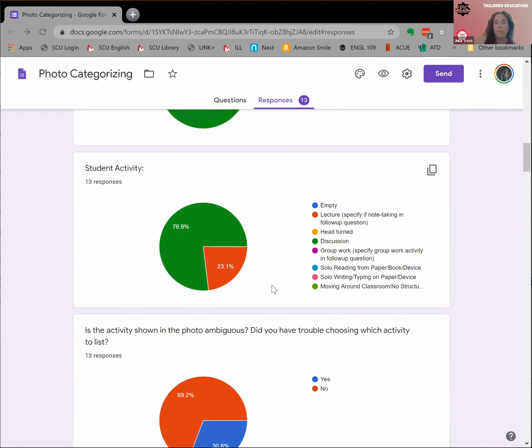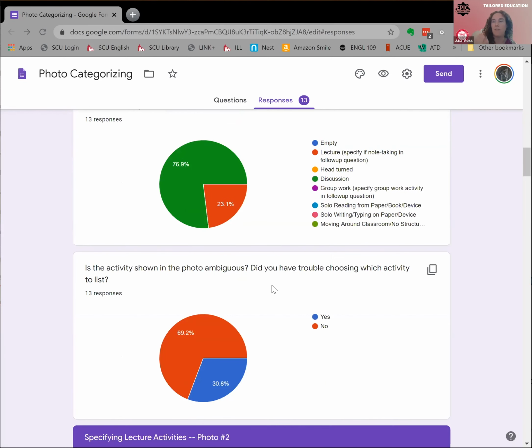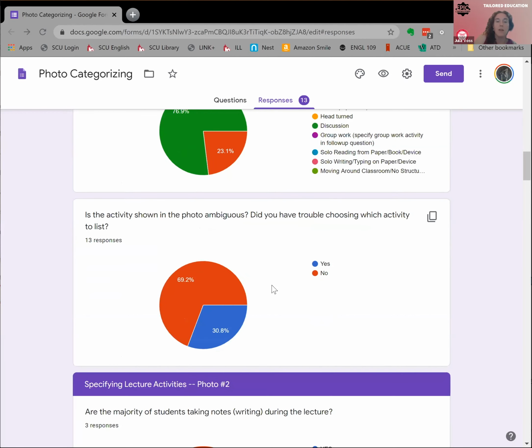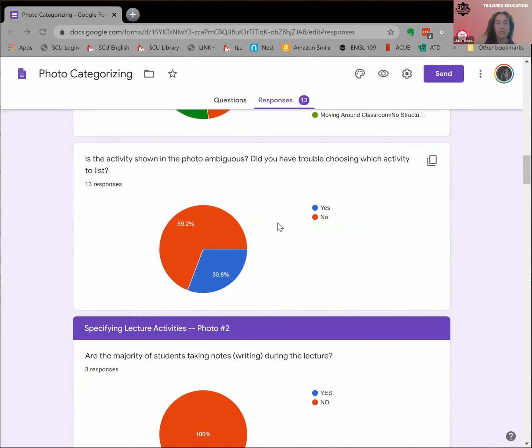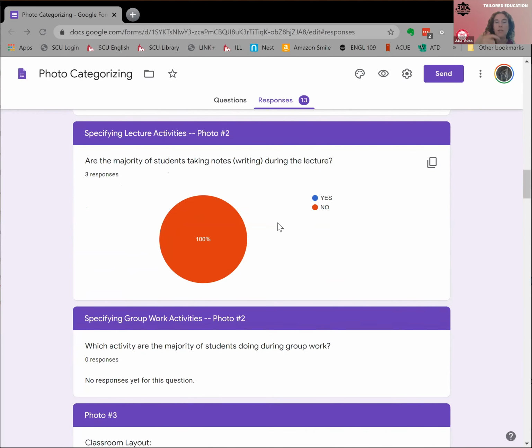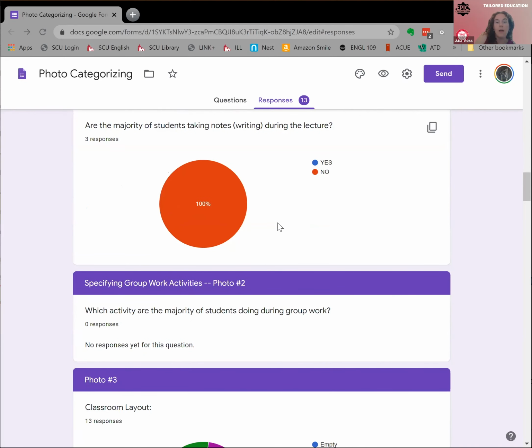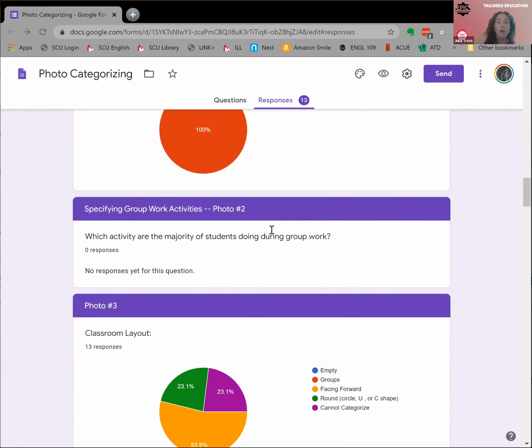How do you tell? And this is something we talk about, like, does the fact that it's in a circle configuration mean that it changes the dynamic from lecture, even if, for example, you can see the speaker who's talking and the speaker clearly seems to be the instructor? What does that mean? And again, we see here, most people didn't think it was ambiguous, but a handful did. And what we're seeing here too is that there's a lot more consistency in the, are people taking notes if you've selected lecture? No, they're not.